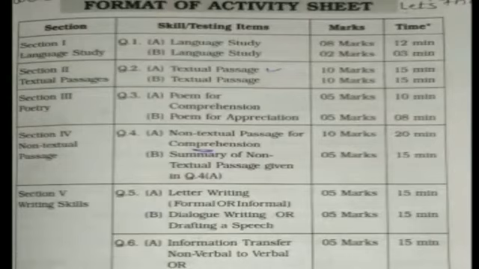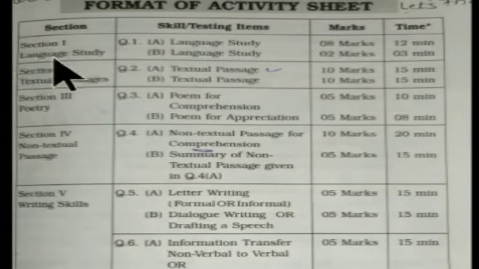Let's see the format of the activity sheet and marking scheme. The written test is for 80 marks and oral is 20 marks, total 100 marks. There are 4 columns. The first is section, the second is skill and testing items, the third is marks, and the last is time.